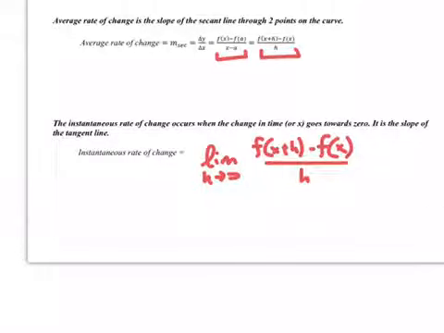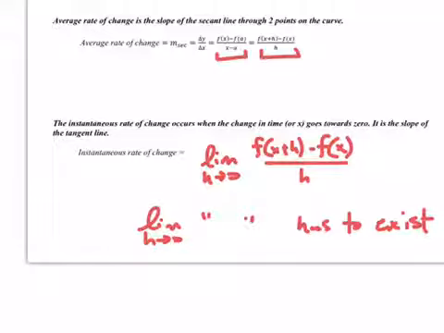Okay, and it only exists when the limit exists. So the limit as h goes to 0 of all this stuff has to exist in order for there to be an instantaneous rate of change.